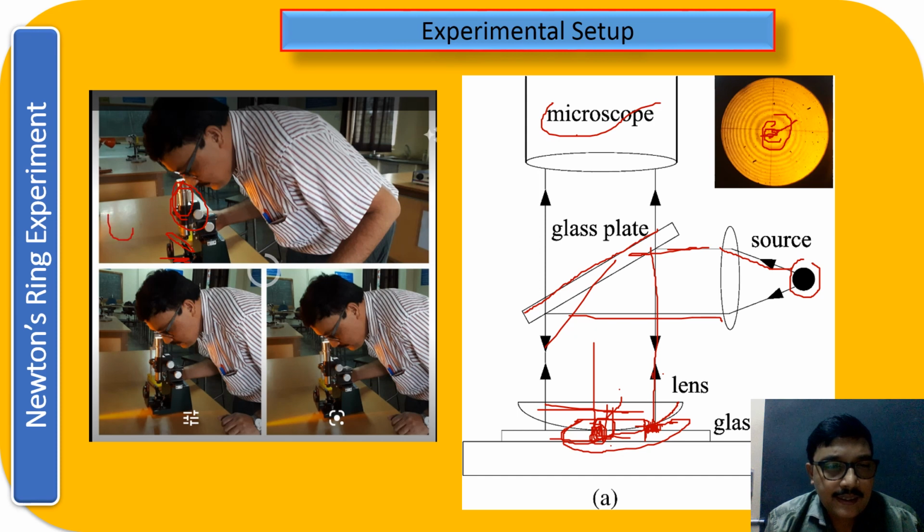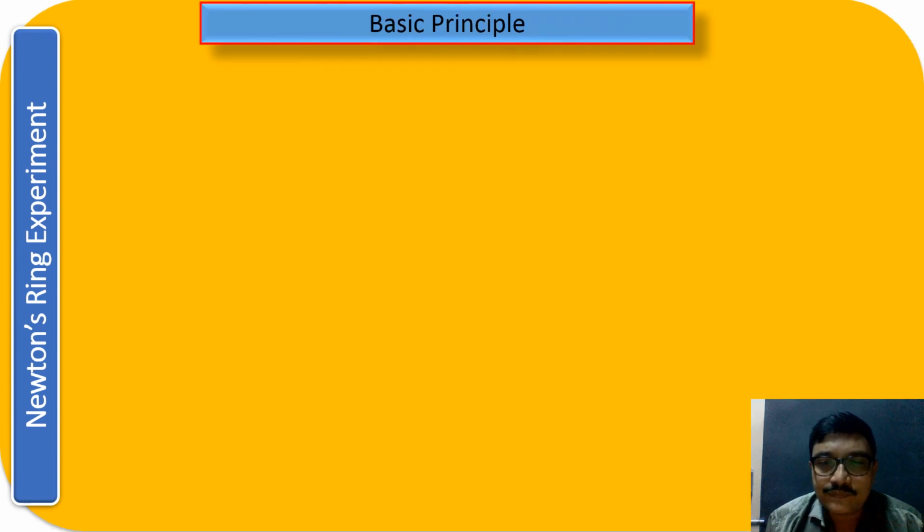Somewhere here there is a light source. From the sodium light source, light hits the reflector, then it goes down, correct? So this is what you can see here. Then between the plano-convex lens and the glass plate, interference takes place. Because of interference, you are getting the ring pattern, right? Now we shall move further.